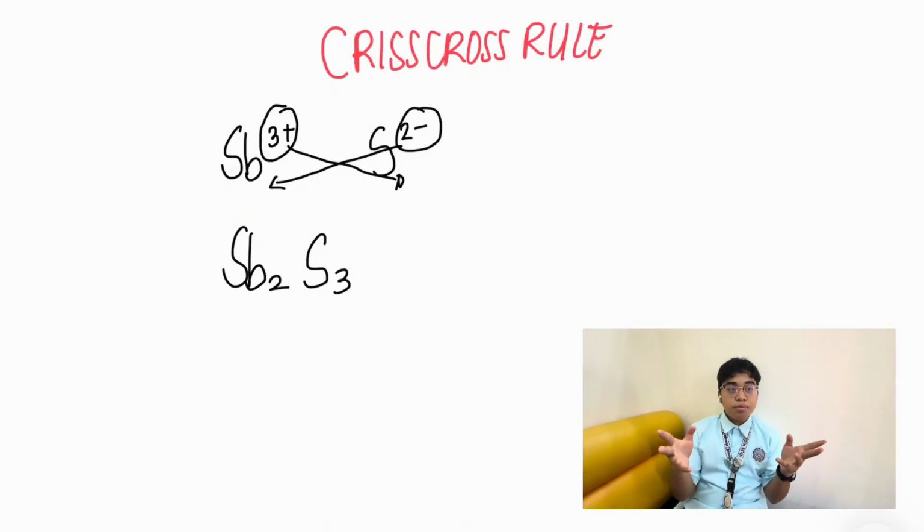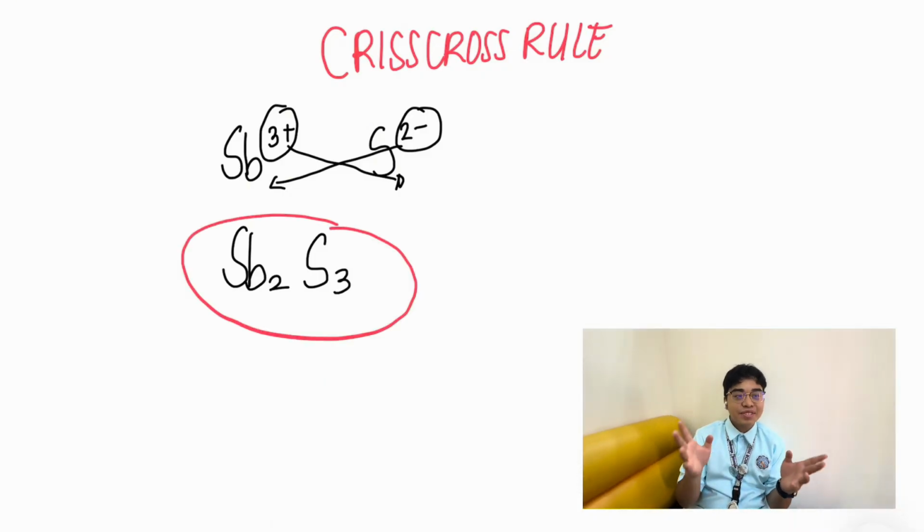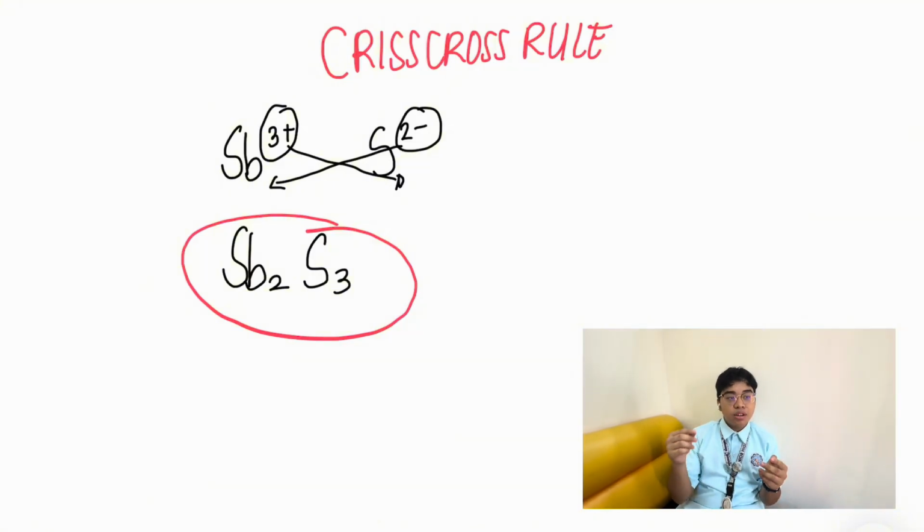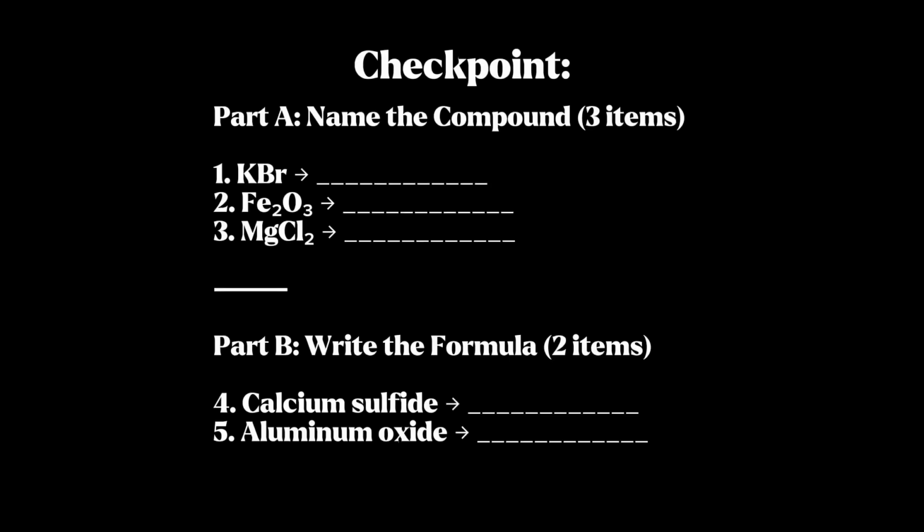Tada! The subscripts tell us how many atoms of each element are added to balance the charge. Now there you have antimonous sulfide. Thanks for the help, Ahmed. Now it's your turn to try this.